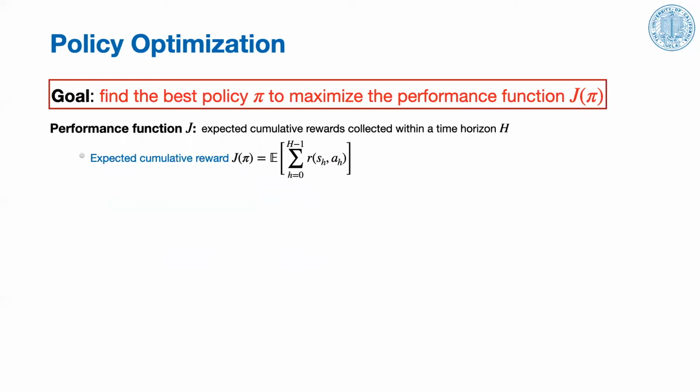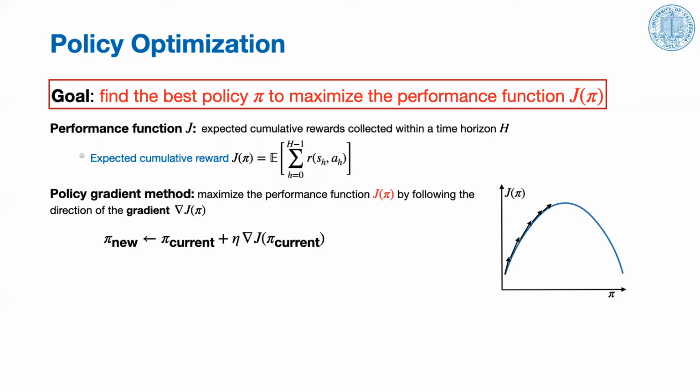This objective can be formulated as maximizing some performance function. The most common definition of performance is the expected cumulative reward that the agent can collect within certain steps. A fundamental optimization method is gradient descent or gradient ascent. That is, we iteratively update the current policy by adding the gradient of the function J, and thus we obtain a new policy. Here, eta is the learning rate, and the gradient of J is usually called the policy gradient in reinforcement learning.